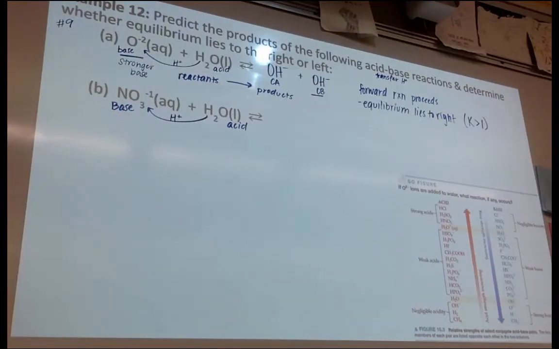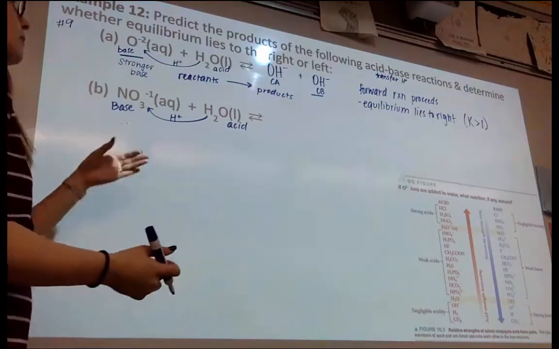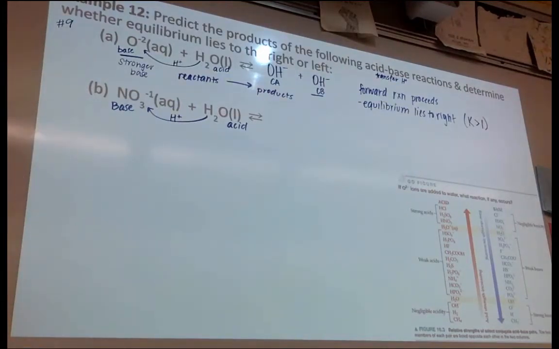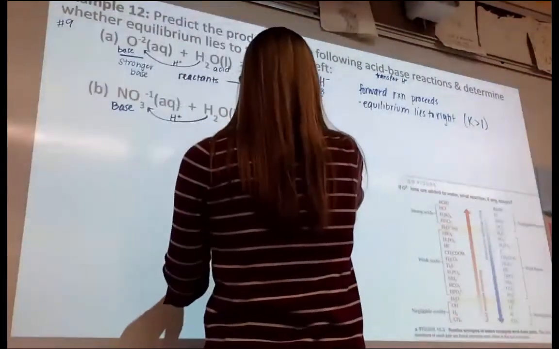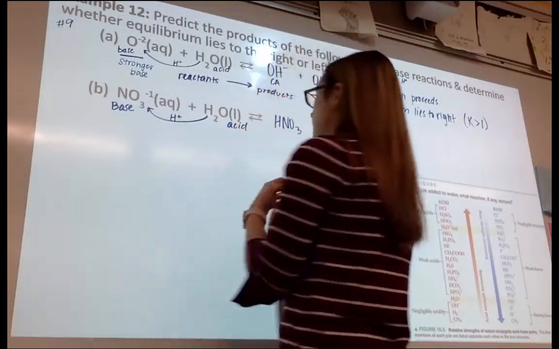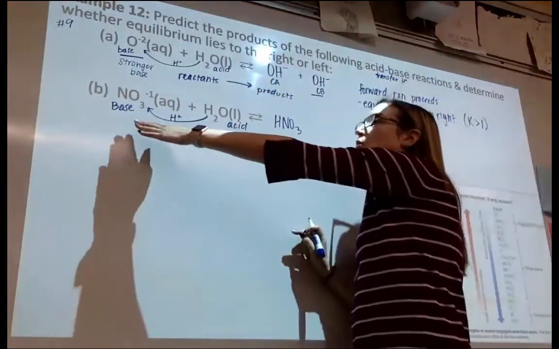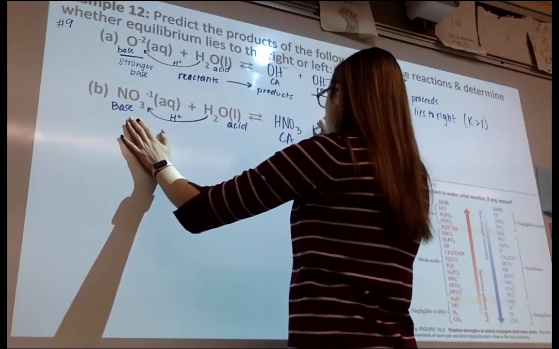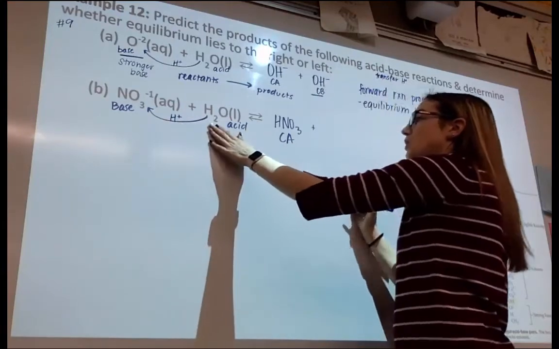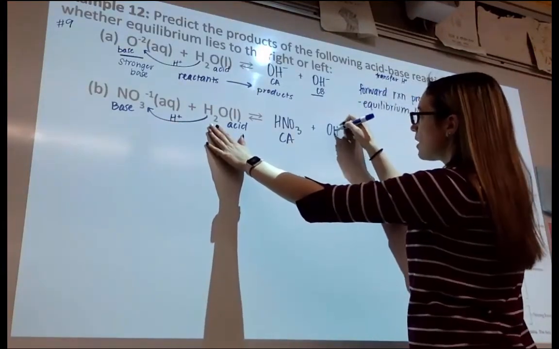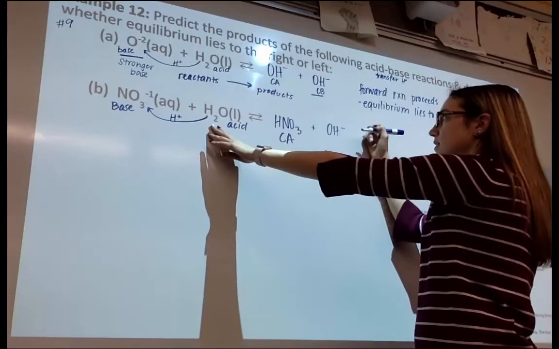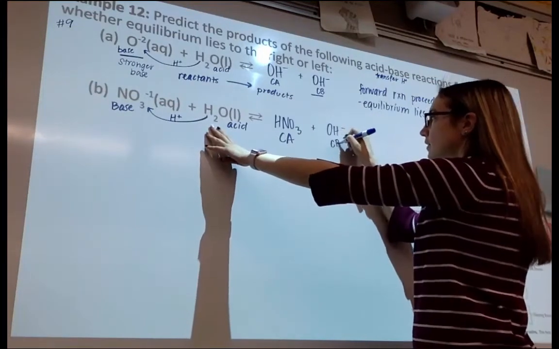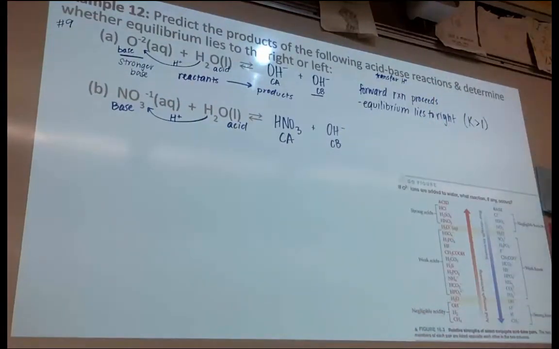So now we can write our products. When NO3 minus accepts a proton, it's adding an H plus. It becomes HNO3. When the base accepts a proton, it becomes the conjugate acid. Once water donates its proton, it becomes OH minus. Once the acid loses a proton, it becomes the conjugate base.